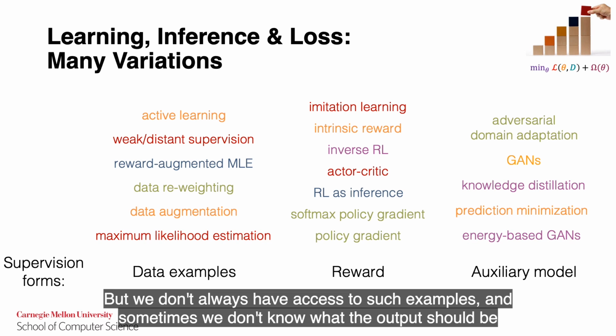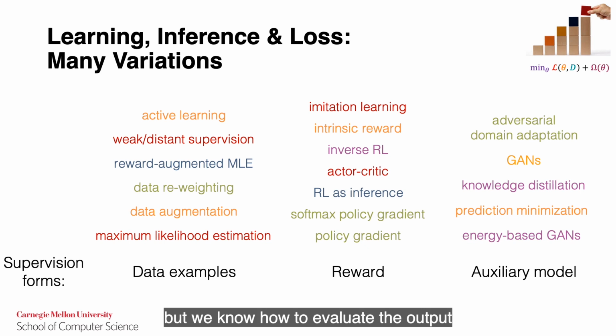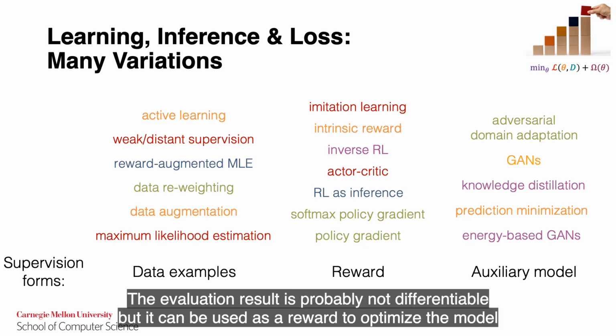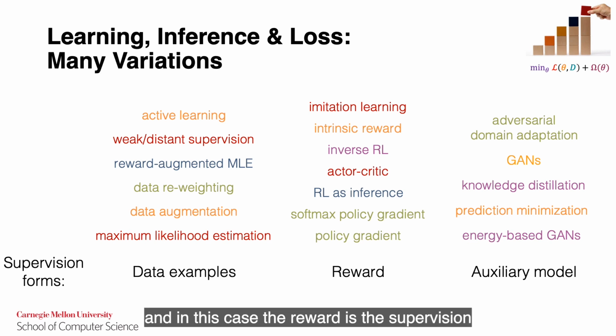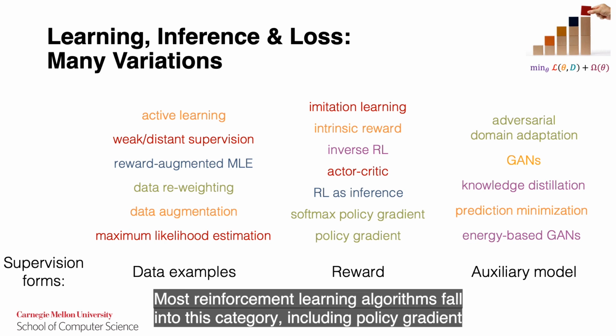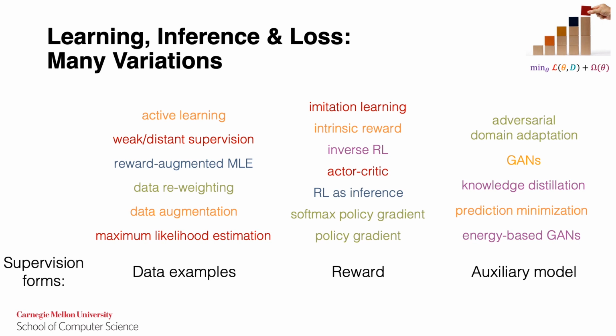But we don't always have access to such examples, and sometimes we don't know what the output should be, but we know how to evaluate an output. The evaluation result is probably not differentiable, but it can be used as a reward to optimize the model. And in this case, the reward is the supervision. Most reinforcement learning algorithms fall into this category, including policy gradient and actor-critic algorithms.